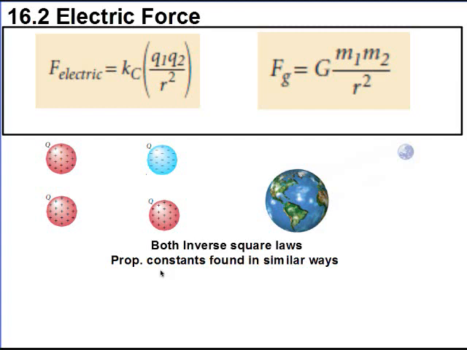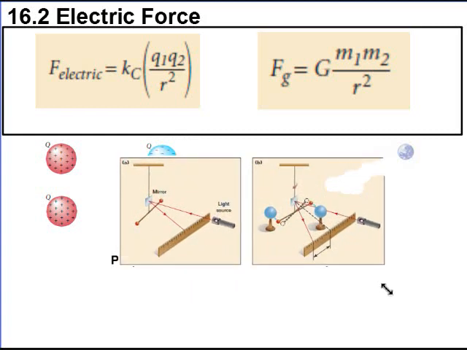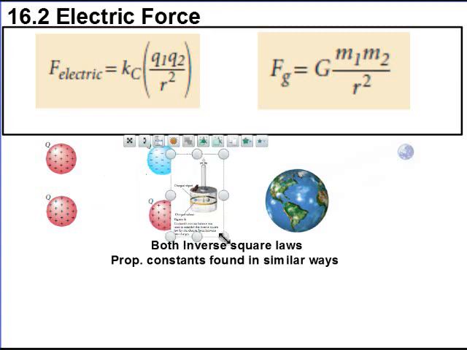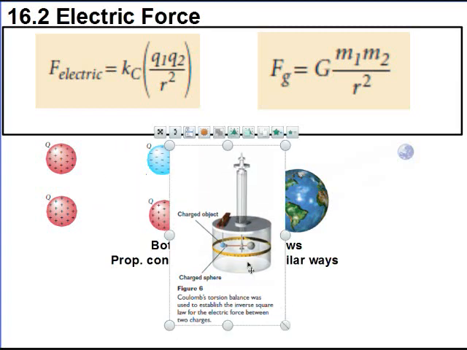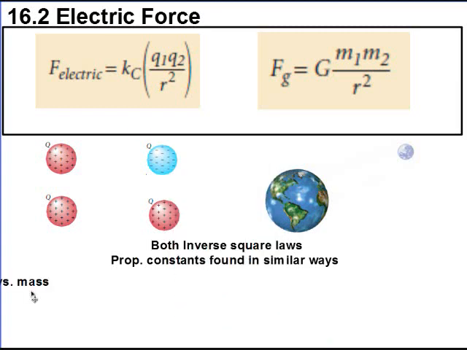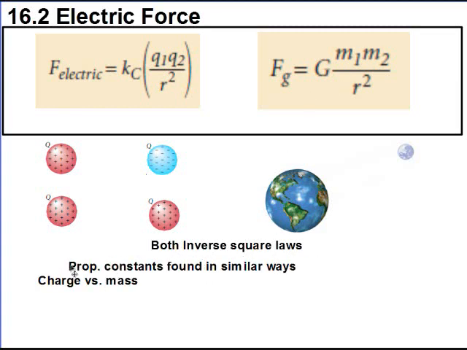Another thing that's similar is that the proportionality constants were found in similar ways. Capital letter G was found through the Cavendish experiment, and you may recall that we talked about that back in chapter 7. And then the Coulomb constant was found by a gentleman named Coulomb, and he used a torsion balance, a very similar kind of experiment to determine the value of K sub C. And another thing that's similar is that they have a product of two physical quantities, either the charge or the mass on the objects. And so those are really the ways in which they're similar.